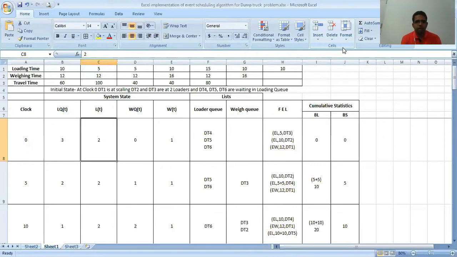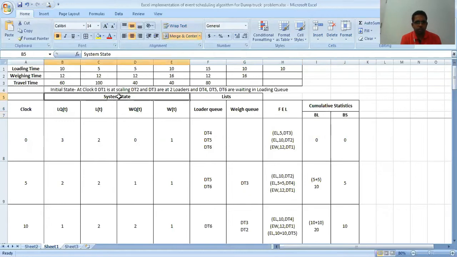So as needed, the first column will represent the clock time, the subsequent columns will represent the system state, and the next columns will represent the list of the waiting queue. The next column will be the future event list, and at the end we will have the cumulative statistics. Here we are checking the utilization of the loader and the utilization of the scaling machine.